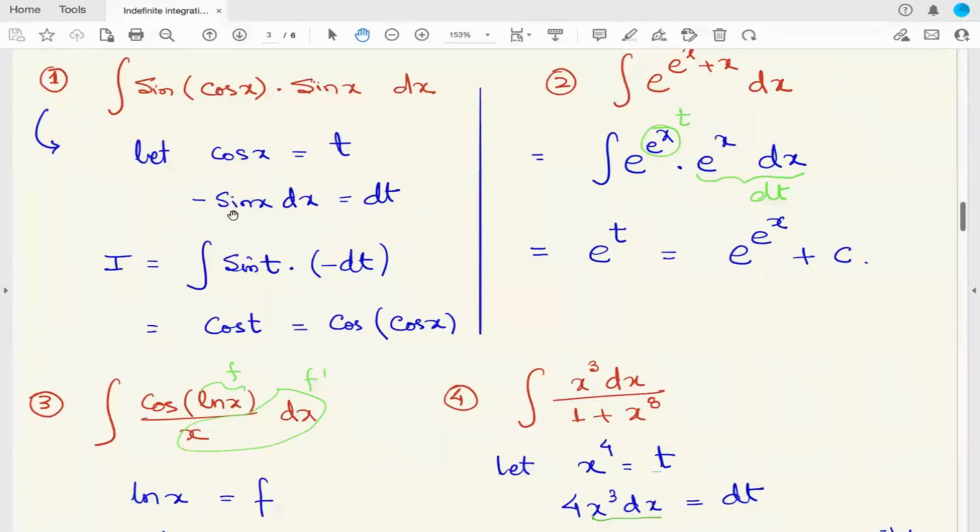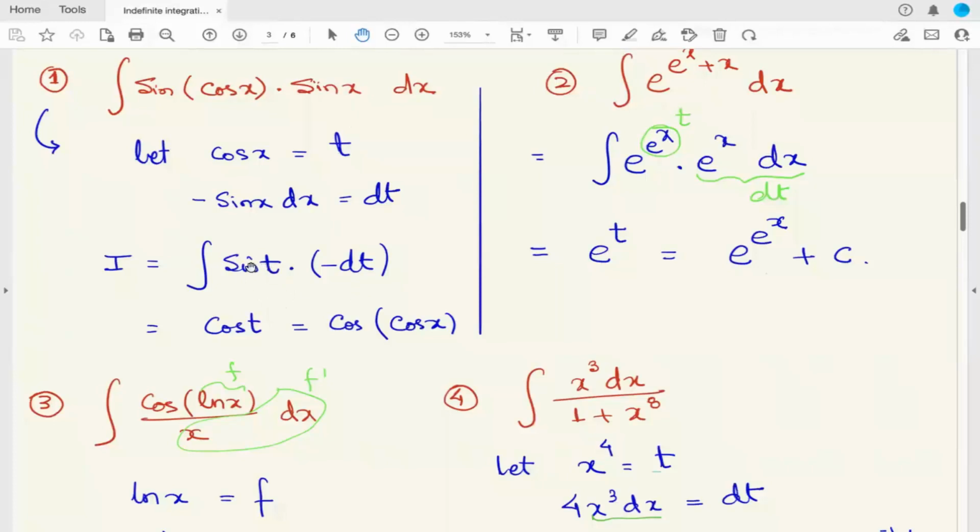So we cross multiply, we get minus sin x dx is equal to dt. Now we substitute this into our original integrand. So we get sine t, because we substitute cos x is equal to t, and the rest of the sine x dx will come from differentiating the substituent value. We get minus of dt, because here we got minus sine x dx is equal to dt. So we get minus of dt.